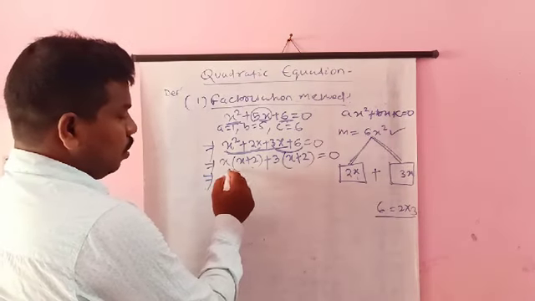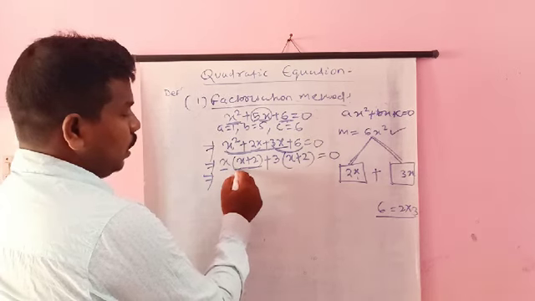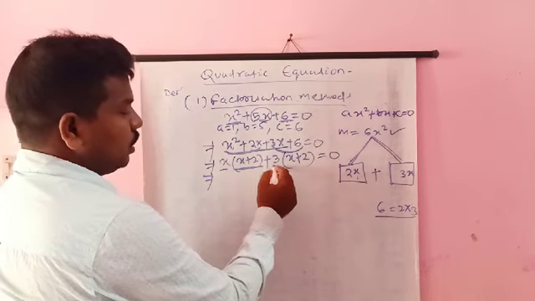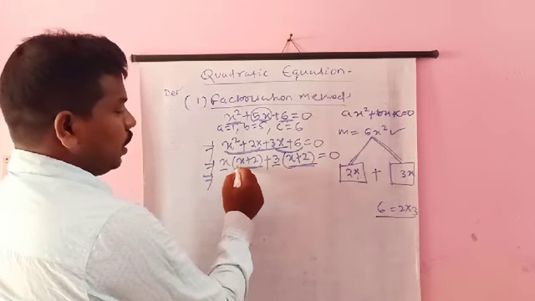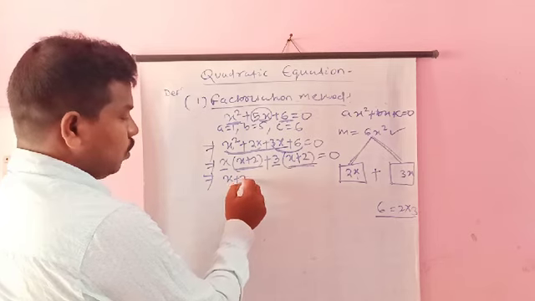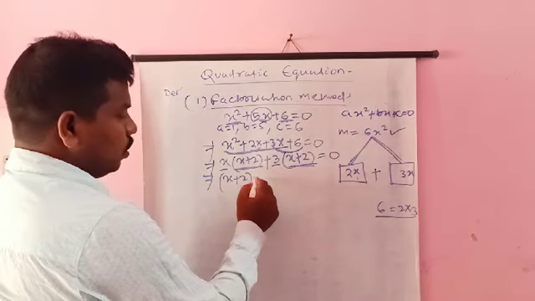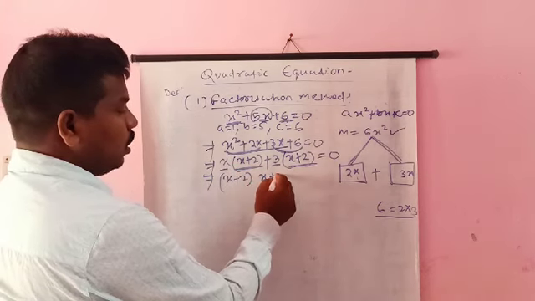Now we will take x plus 2 as common. See that in the first term, x and x plus 2 remain, and in the second term, 3 and x plus 2 remain. So we must take x plus 2 as common from both terms. Then x will remain in the first term and plus 3 in the second term.